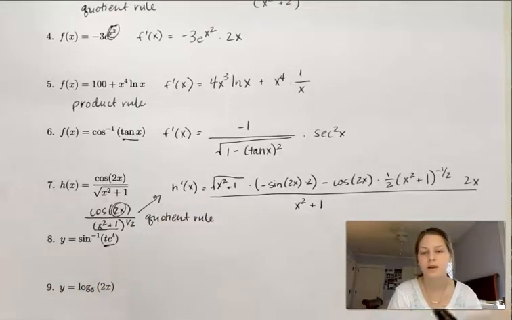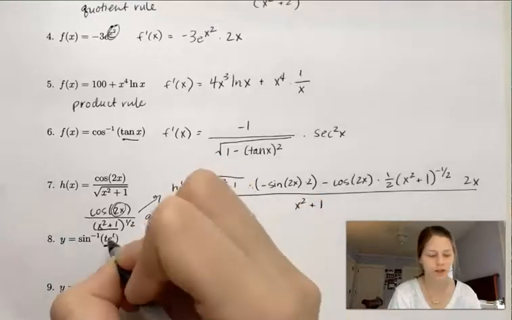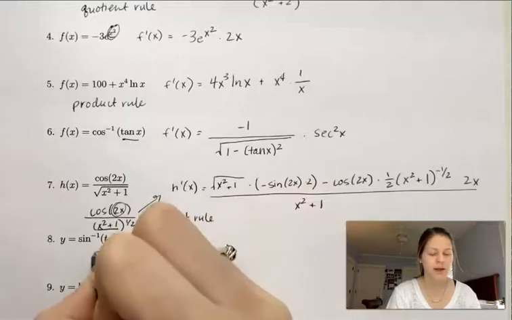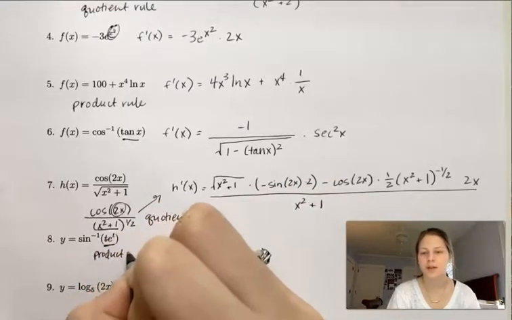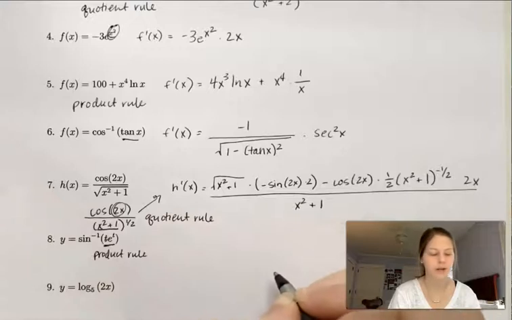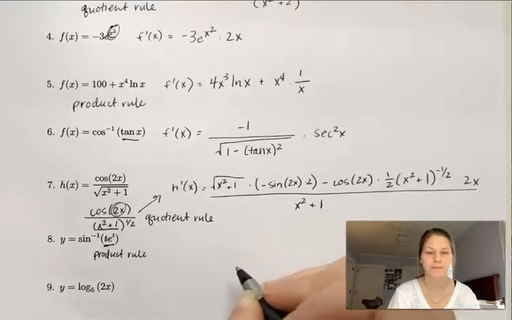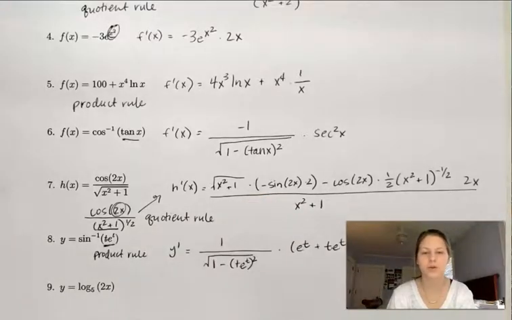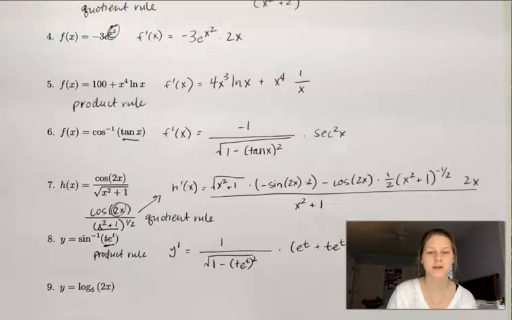Okay, so number 8, this is a product rule question that also requires the chain rule because we have an inside function. And so yes, the product rule question, and we also have chain rule. And then we will get y prime is equal to 1 over the square root of 1 minus t times e to the t squared times e to the t plus t times e to the t.